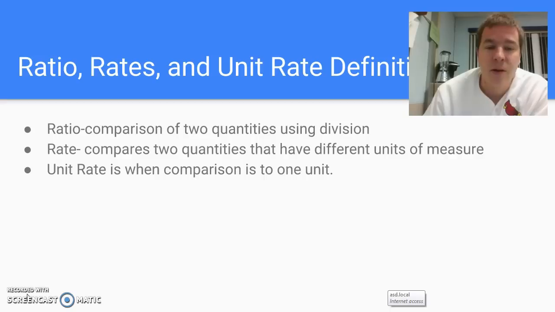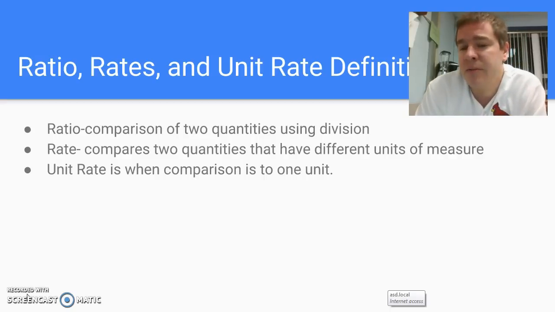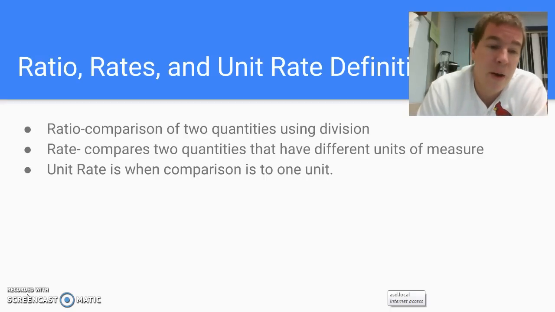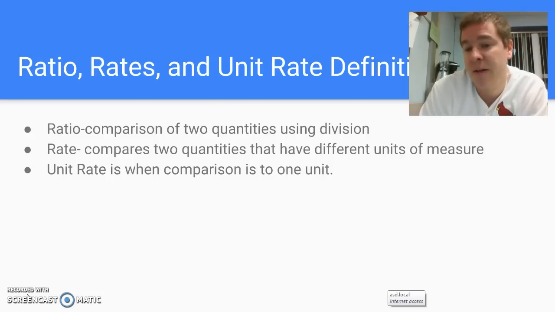Okay, and so a ratio is a comparison of two quantities using division. Rates compare two quantities that have different units of measure, like comparing dollars per hour, so like how much you might make. Whereas ratios are comparing two things, so you might compare boys to girls in a class or something like that.